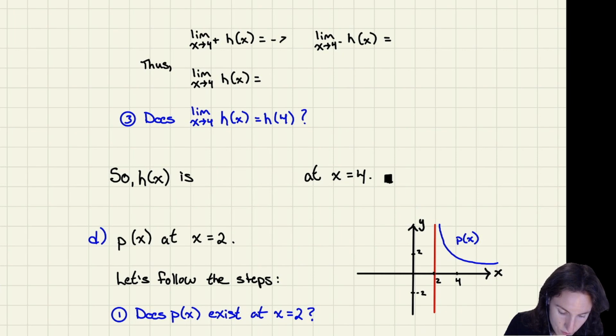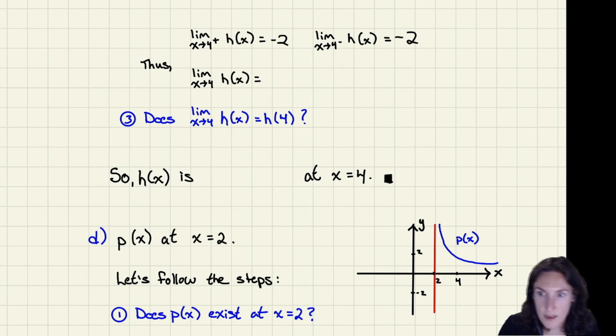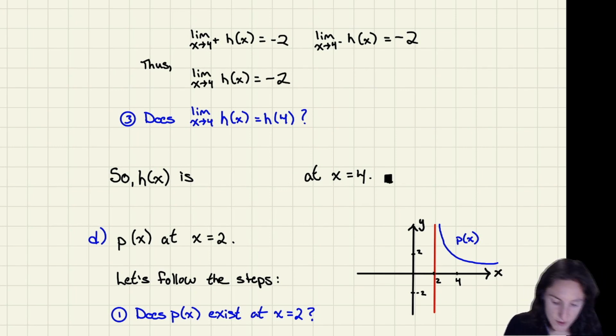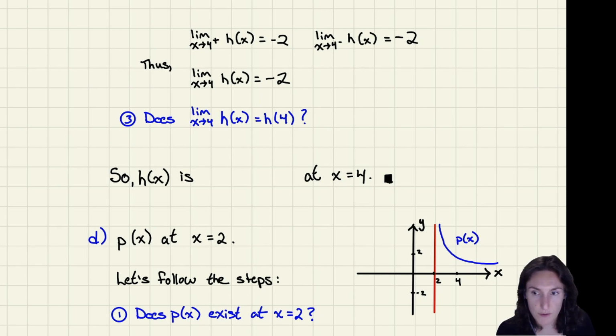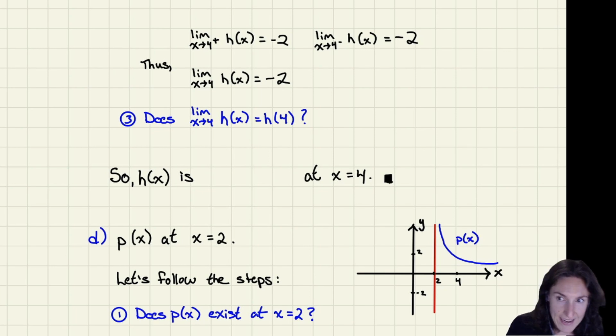So -2, -2. Therefore, since the left and right sided limits are equal, our limit is equal to -2. But there's a breakdown now when I check if the limit is actually equal to the value of the function at x is equal to 4. So is this part true? No.